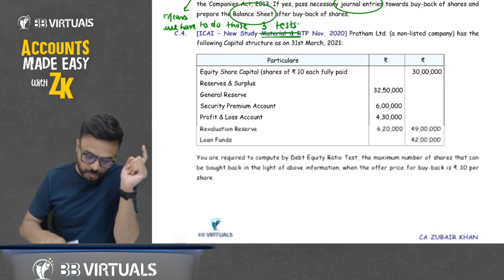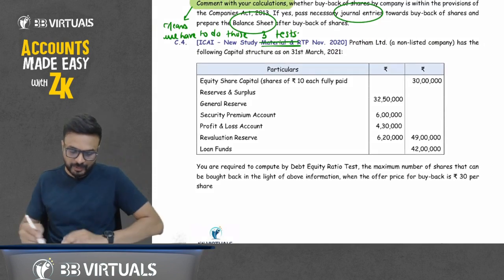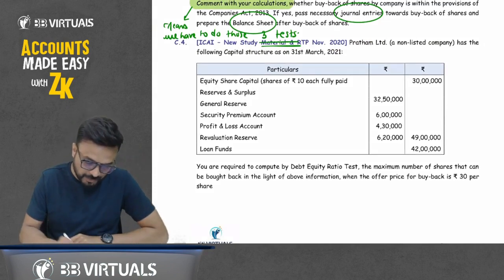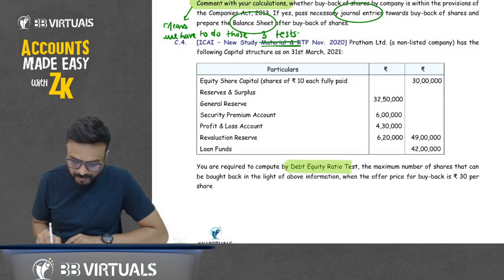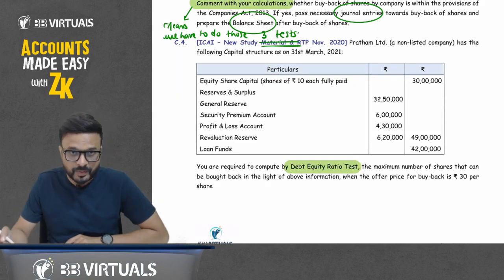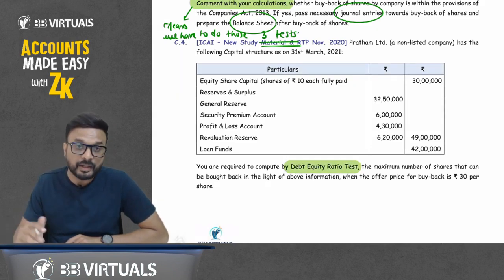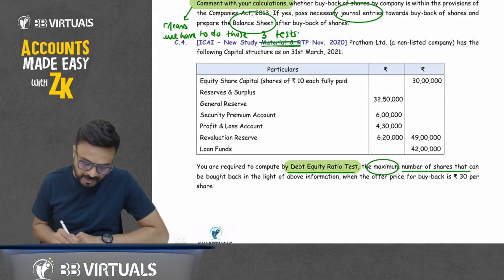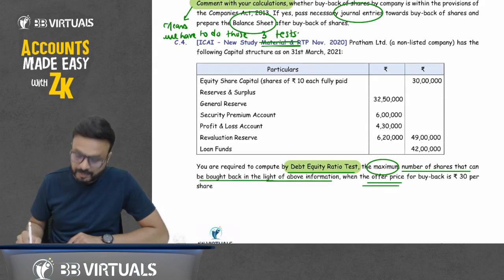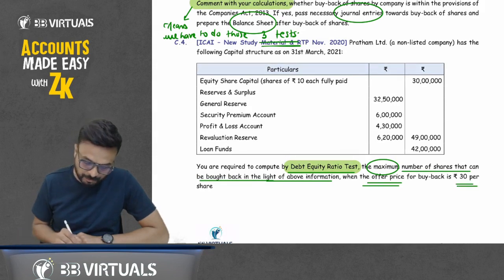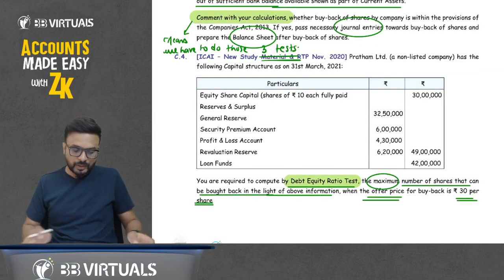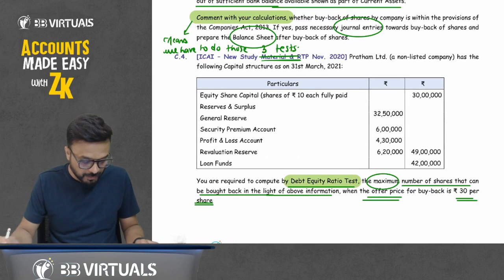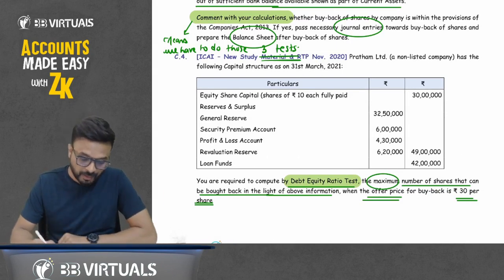Now, if you see question number 4, which is very simple, here we just have to calculate the debt equity ratio. Whenever you solve a question, first read what is asked. You are required to compute the debt equity ratio test, the maximum number of shares that can be bought back in light of the above information when the offer price, the buyback price, is rupees 30 per share. So we have to calculate this third test.